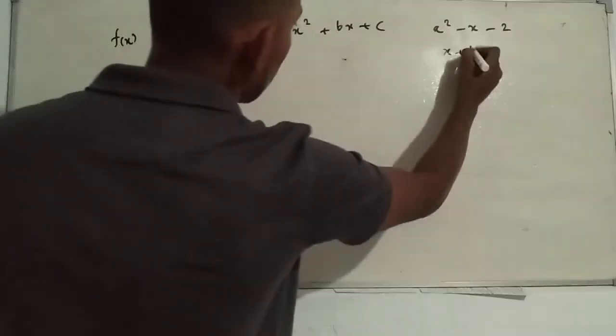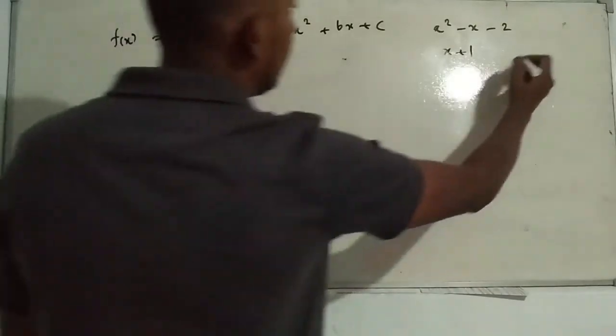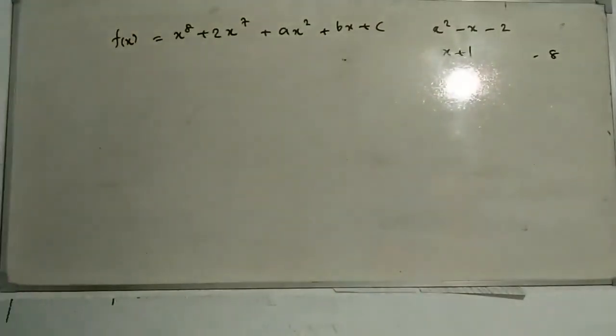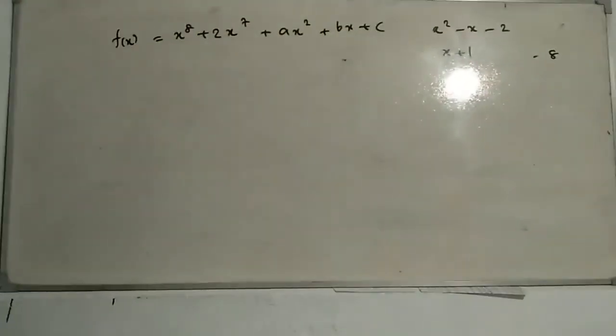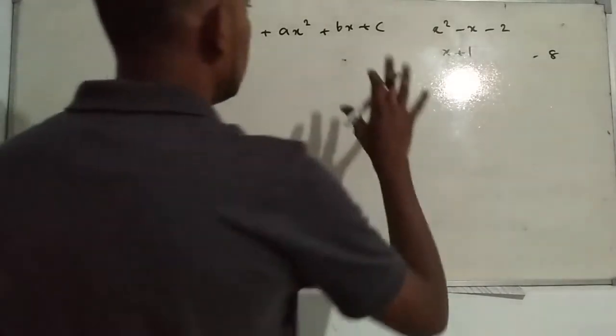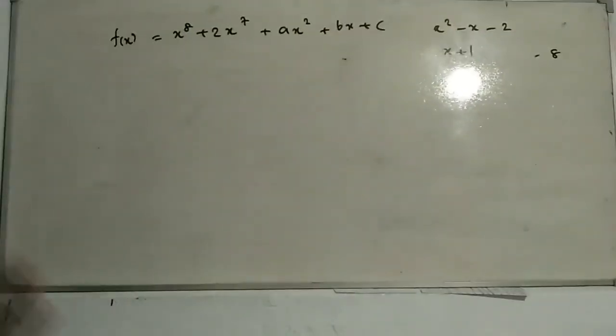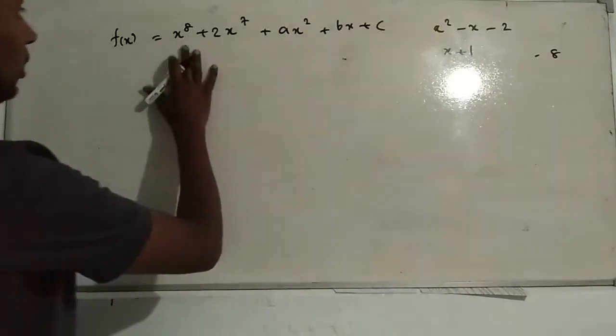Again, there's another help to solve this question. Again, it says that when this polynomial is divided by x plus 1, the remainder is minus 8. Those two helps are given to us. So using those two helps, we have to find a, b and c, right? First, to find a, b and c, I use the division algorithm. First I write the division algorithm, right?